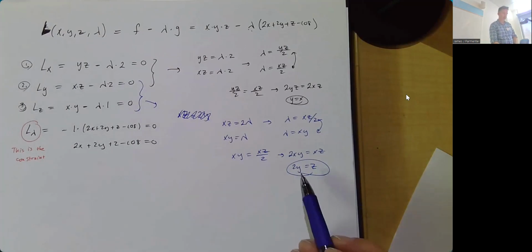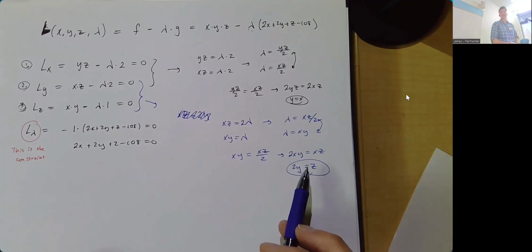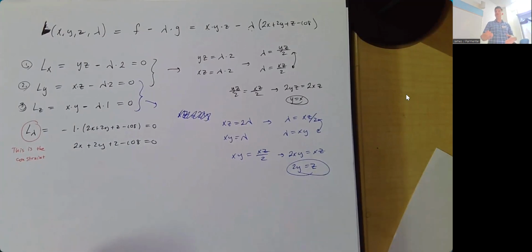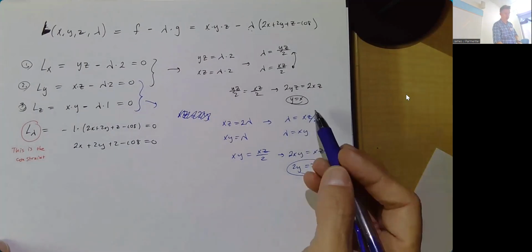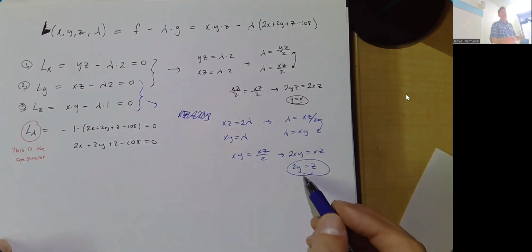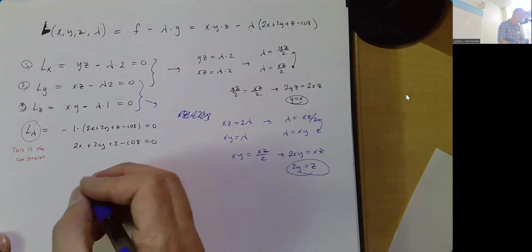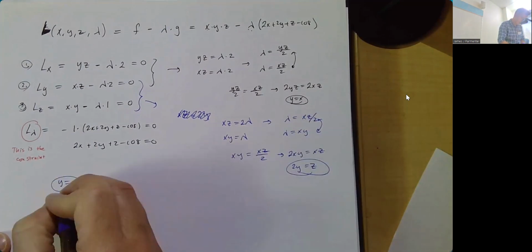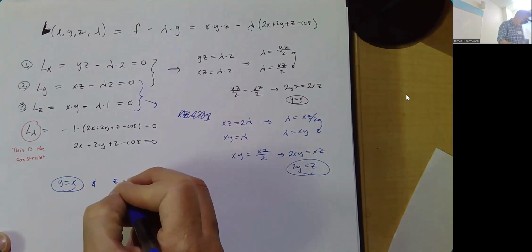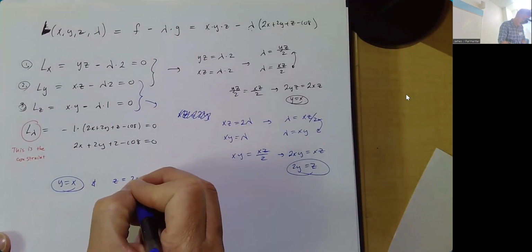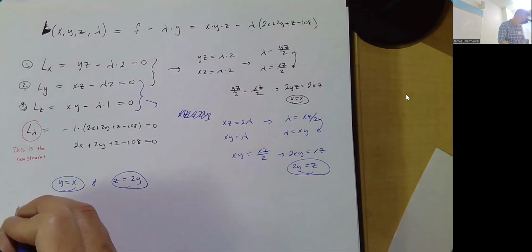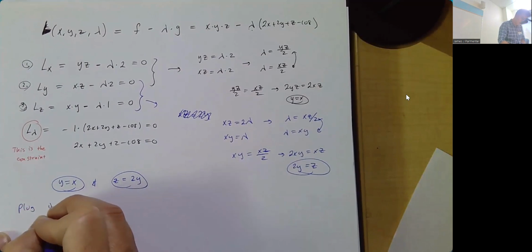But if this had been like 2z equal to y, I would have had to divide both sides by 2 to get z equal to y over 2. So you're trying to basically solve for the ones that are not showing up twice. So you get x equals a function of y, z equals a function of y in this particular case. After this, you're going to take both of those, x equals y and z equals 2y, and you're going to plug those into the constraint.